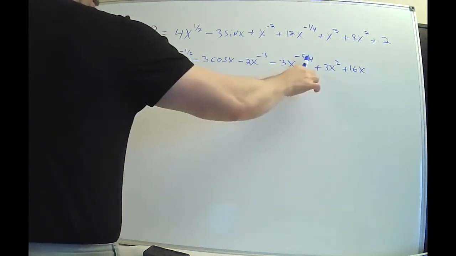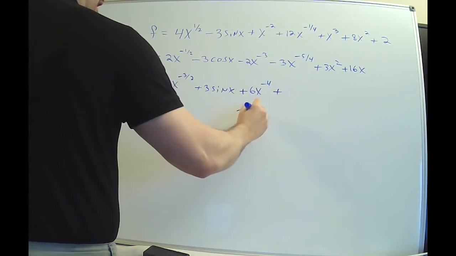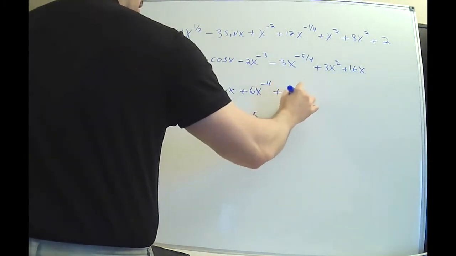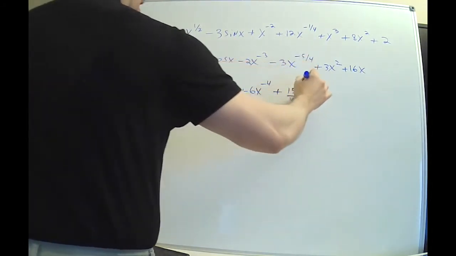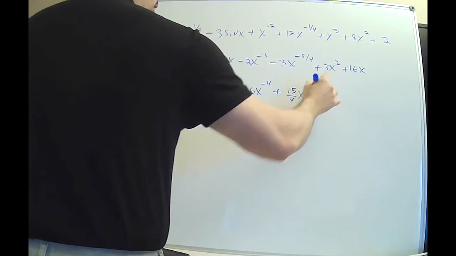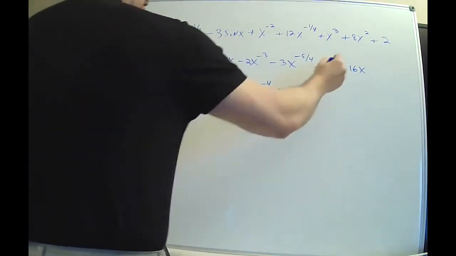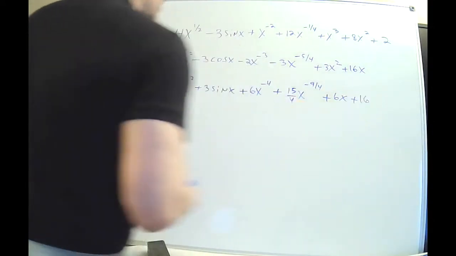Now it's going to start getting harder. Negative times a negative is positive. 3 times 5 over 4 is 15 over 4. Again, subtract 1 from the power. This is going to start to get pretty big. You get negative 9 over 4. This is not going to happen to you on your test. I'll make the number smaller than this. You've got plus 6x plus 16.